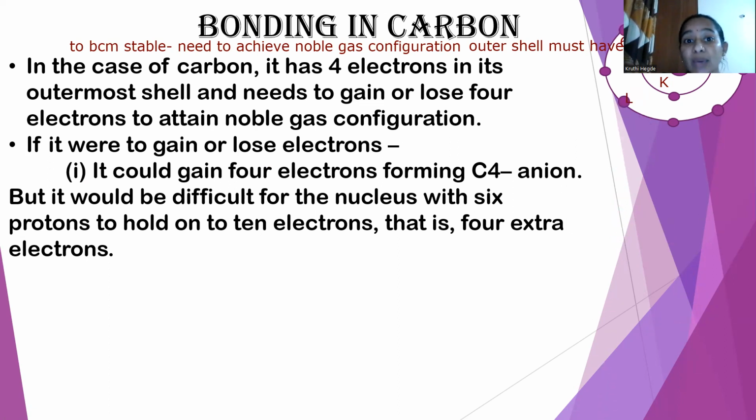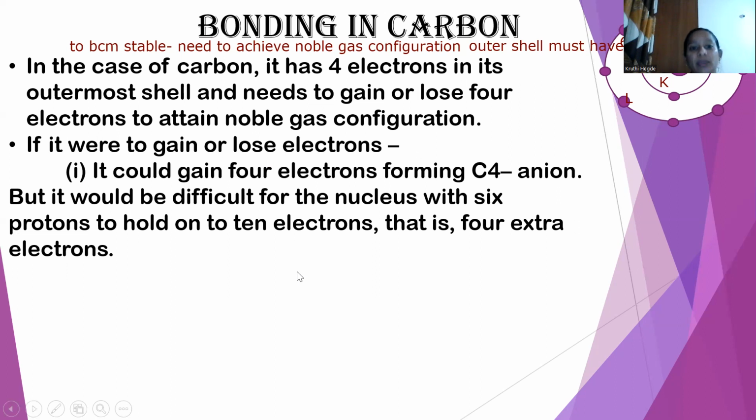Now the L shell is having 8 electrons, but the protons have remained the same, 6 protons. So 6 protons holding 8 electrons in the L shell, 2 electrons in the K shell. In total, 6 protons must hold on to 10 electrons, which is not an easy task. So it becomes difficult for the carbon to gain electrons, because the electrons have increased and the proton number is very low.